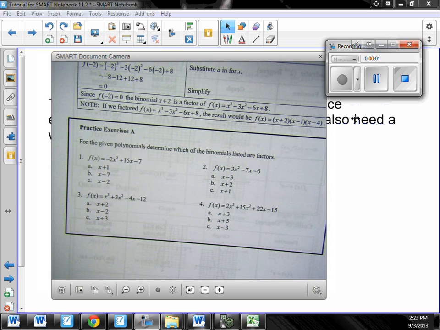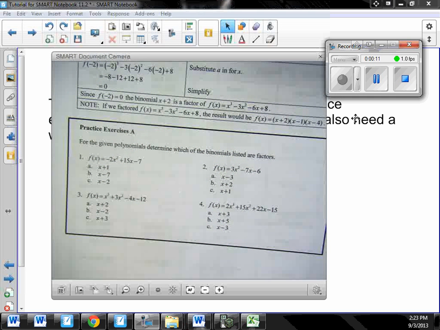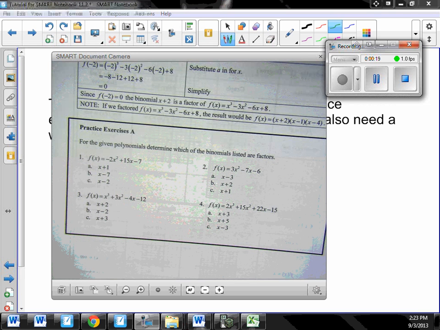If you look at page 9, there are 4 polynomials that you need to look at. Each one has 3 factors to test. I do want to give you credit for this assignment, so when you're done, hand it in. It's not due till tomorrow. We'll just do a part of it today. And we're going to find out if these are factors using synthetic division.